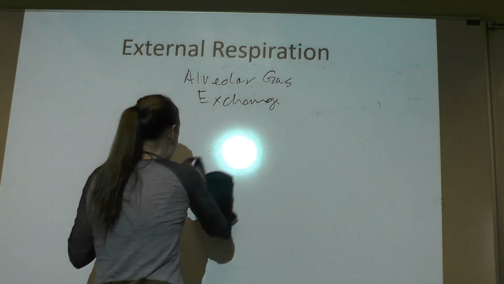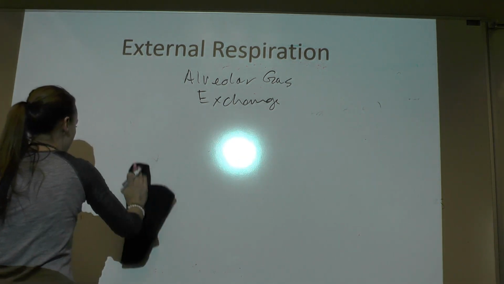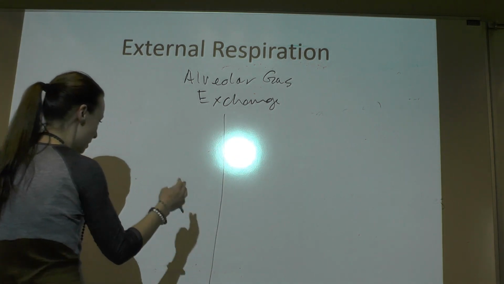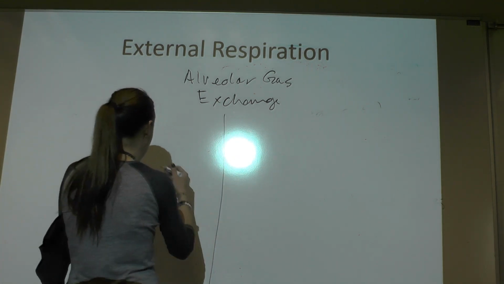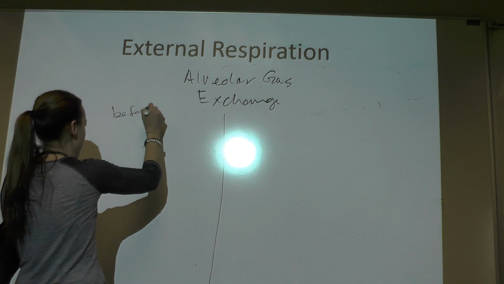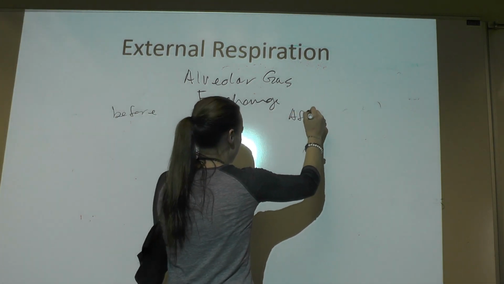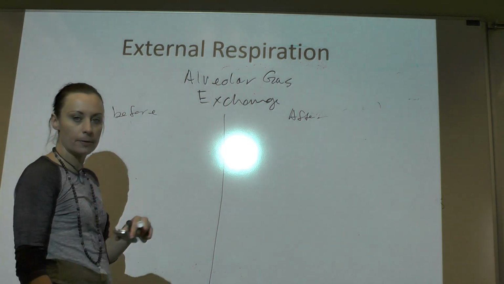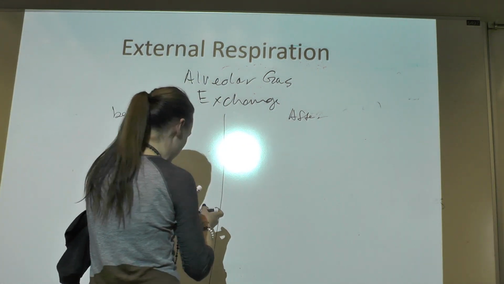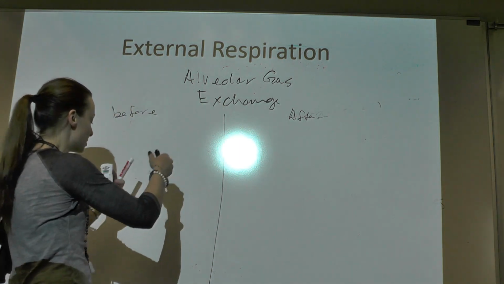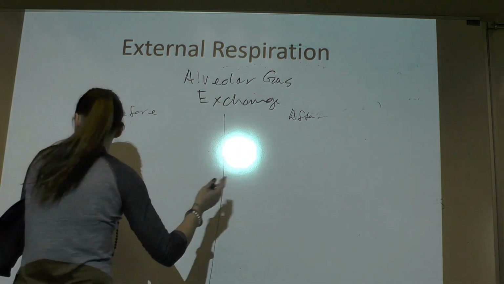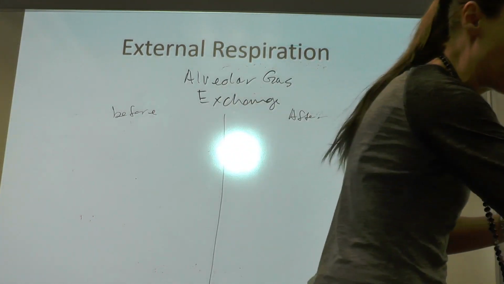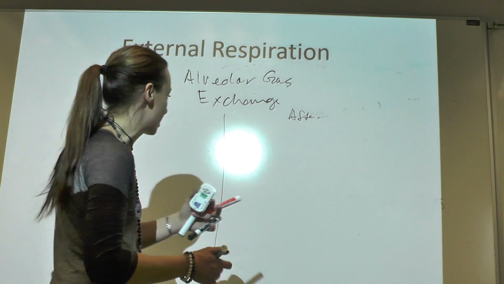And remember, our gases are going to move down their partial pressure gradients. So we're just going to imagine this is my gas exchange line. This is before gas exchange, and this is after gas exchange at the level of the lungs. So this is before external respiration, this is after external respiration. I'm just going to draw one vessel, one capillary, but you're going to imagine that it's a capillary bed. And you know what capillary beds look like. There's a lot of capillaries in there.